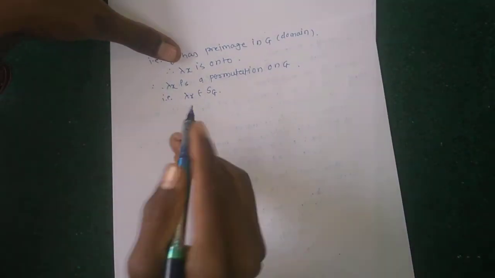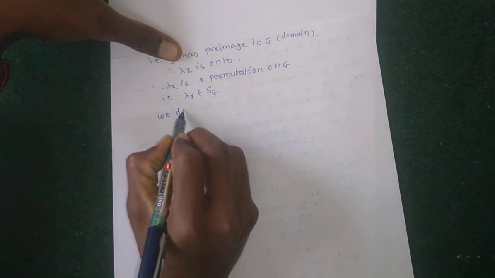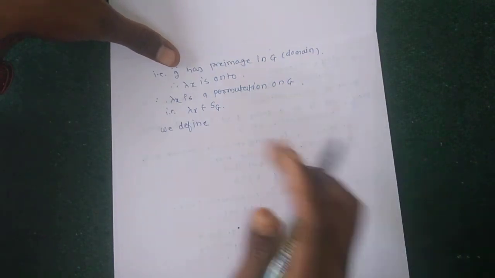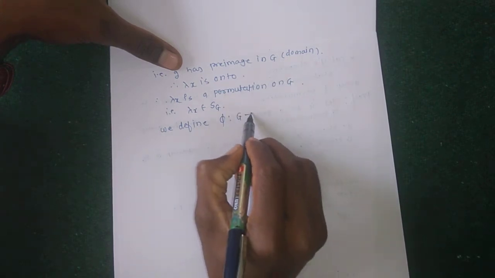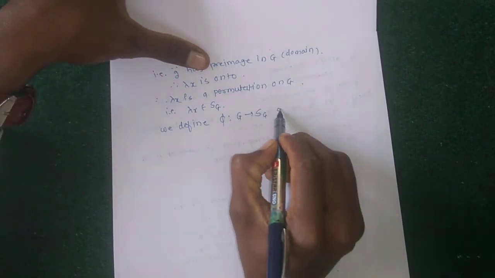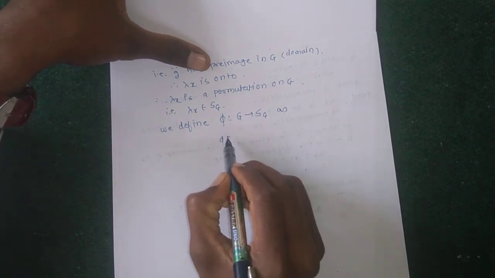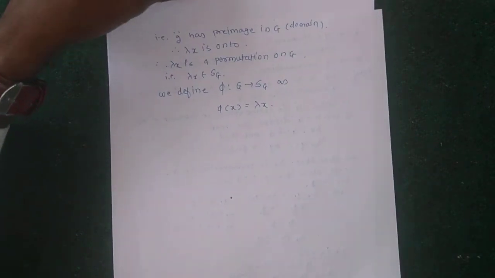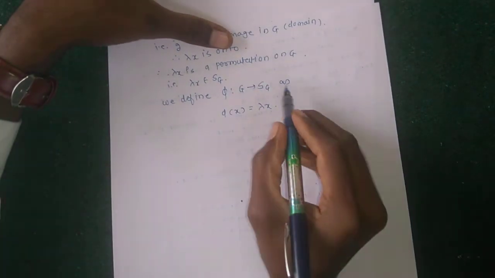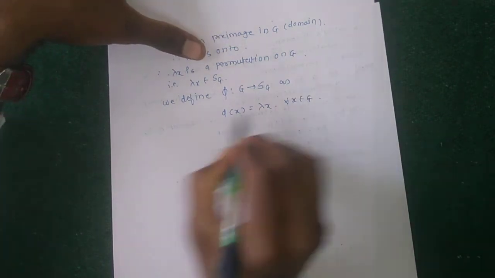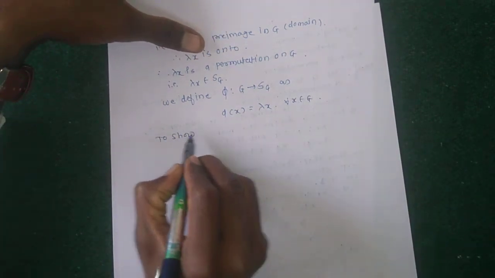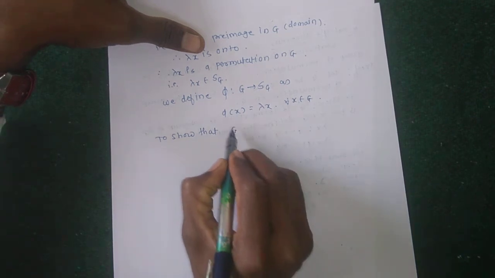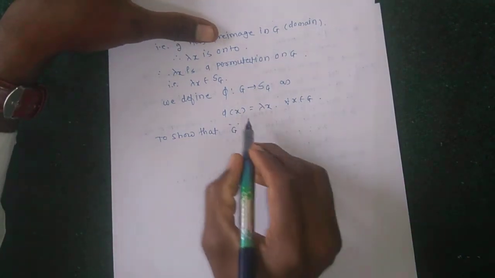The next part is to define a map from G to SG. We define phi from G to SG as phi of x equal to lambda x, for all x belongs to G, to show that G is isomorphic to a subgroup of SG.